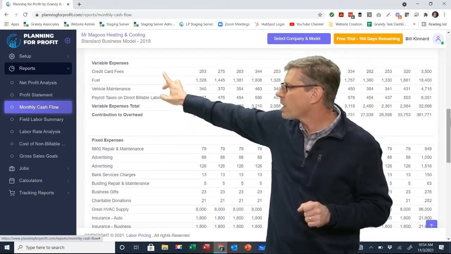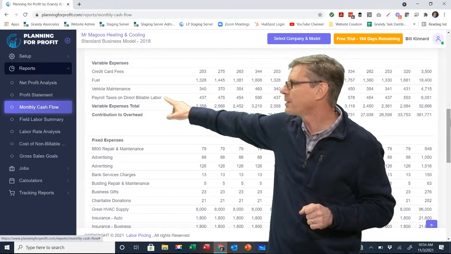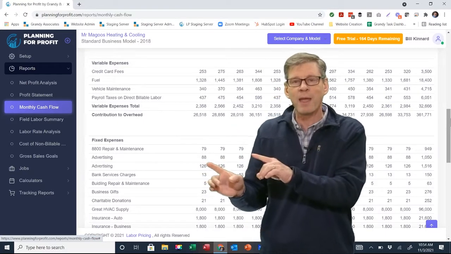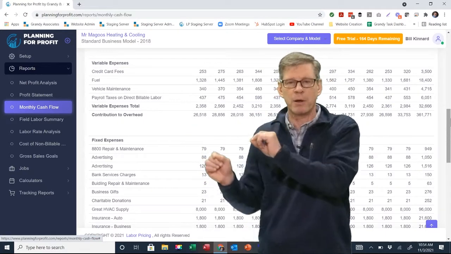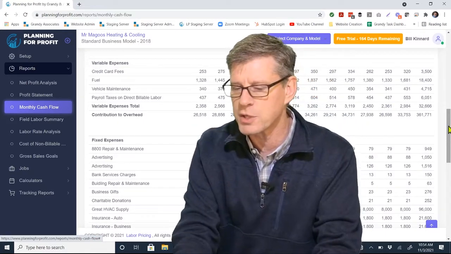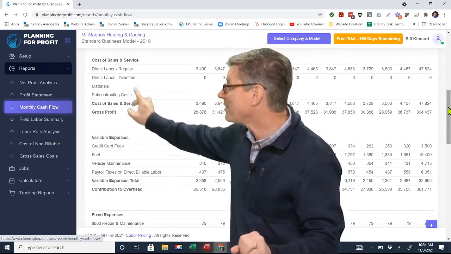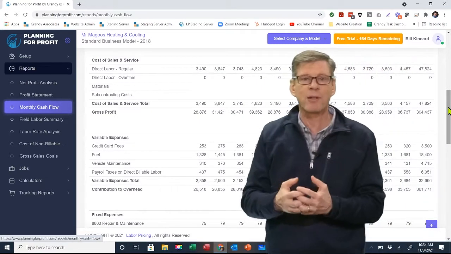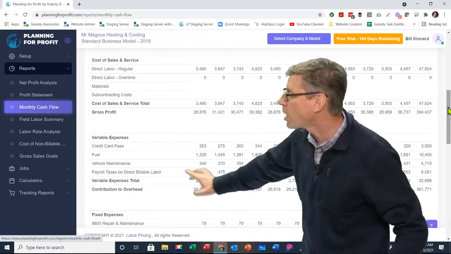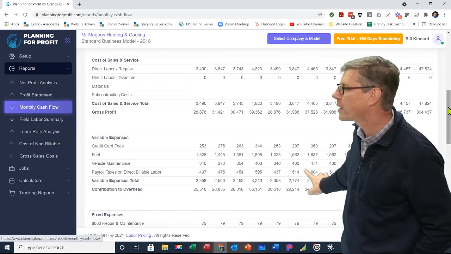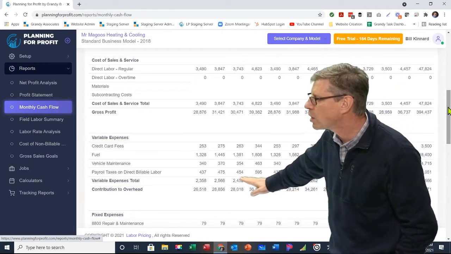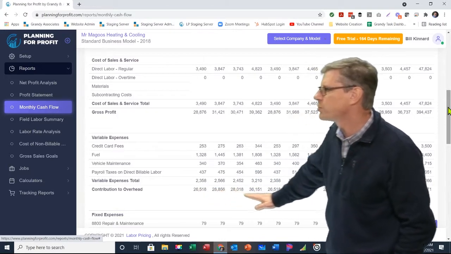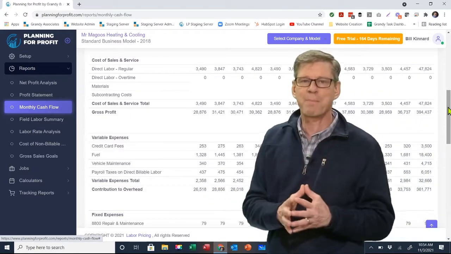Below that, you're going to see automatically payroll taxes on direct billed labor. That's the company matching taxes that you have to pay for the billable labor. Right, so if we go back under cost of goods sold, on this labor right here, what's the company matching taxes that we have to pay for those dollars that are there? The software is automatically calculating that in and showing you what it is. That ultimately gives you a total of your variable expenses. And then below that, what is the contribution to overhead that we have left for that particular item?